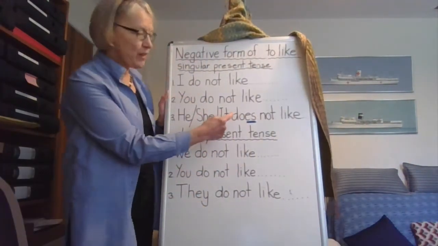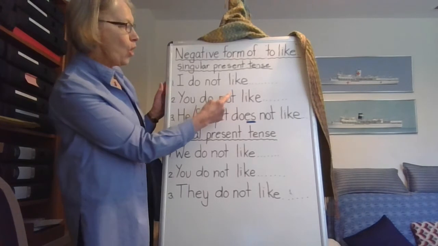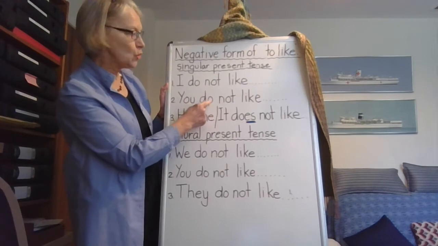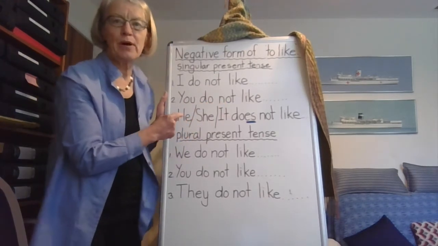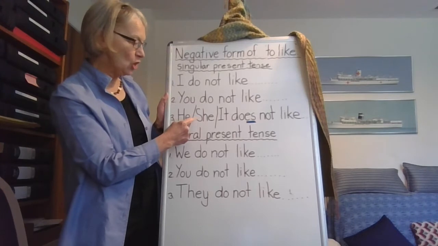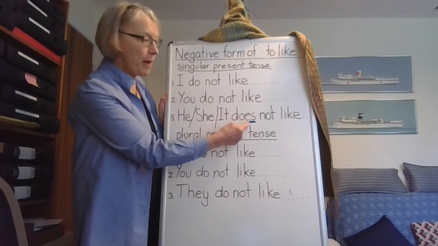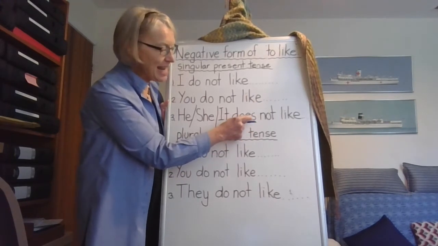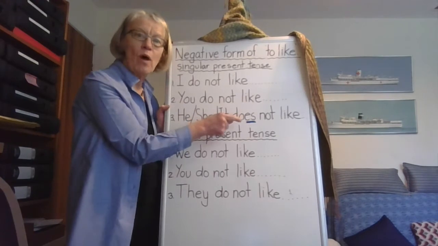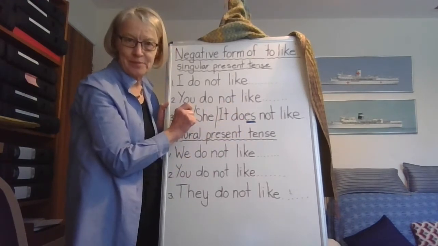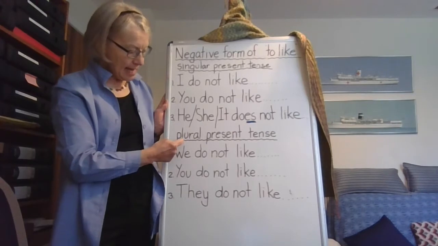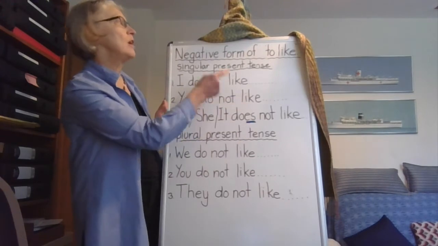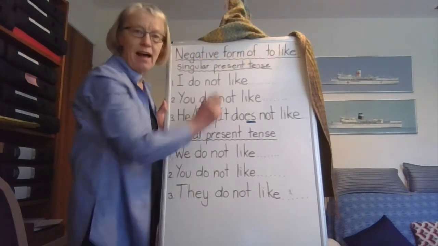You need to note this because all of the others are do. I do not. You do not. But the third person singular is not he do not, but he does not. I've underlined it. It's got an ES. It's the only one that does. Okay. And here we have the plural present tense of the negative form of to like.